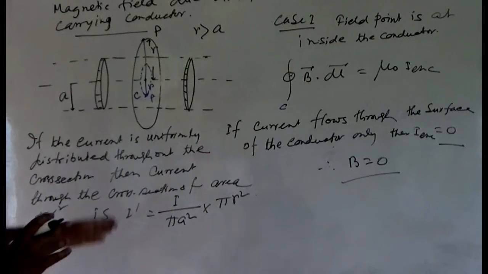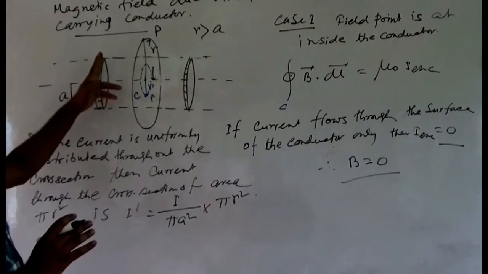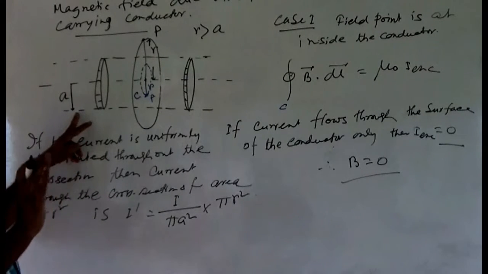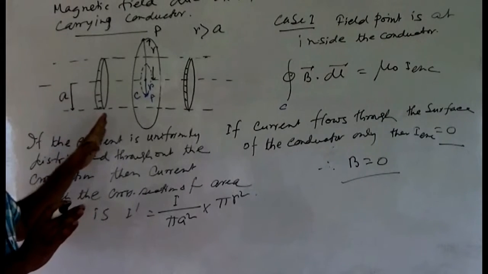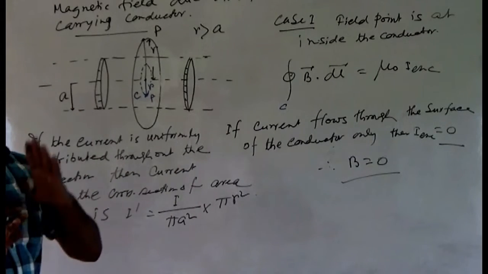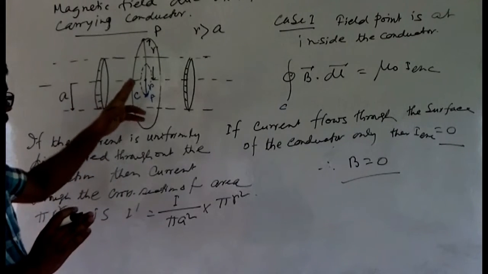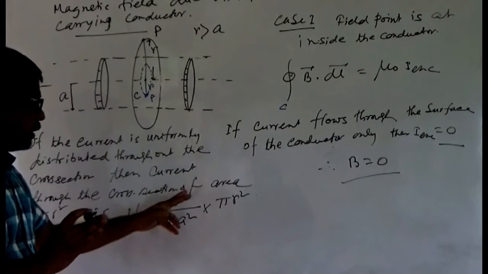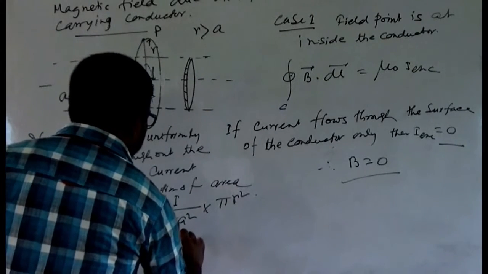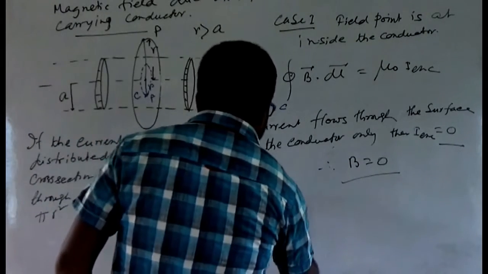See here, if the total current is I, then through the cross-sectional area of pi a square, the current is I. Pi a square is the total cross-sectional area of the conductor. Therefore, the current through unit cross-sectional area will be I by pi a square, and the current through pi small r square is equal to I by pi a square into pi r square. Therefore, we can write I r square by a square.